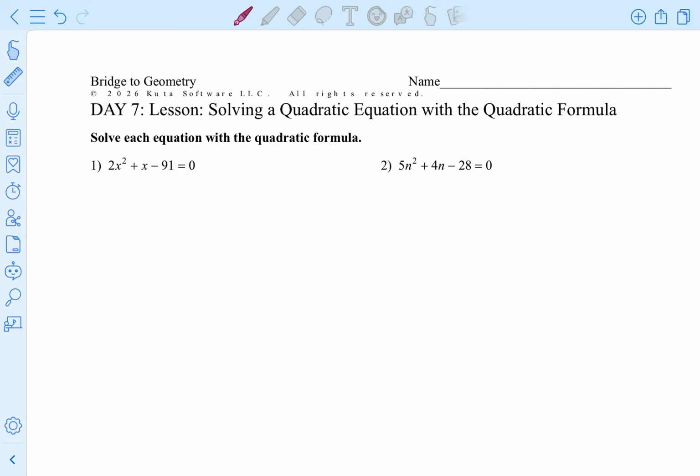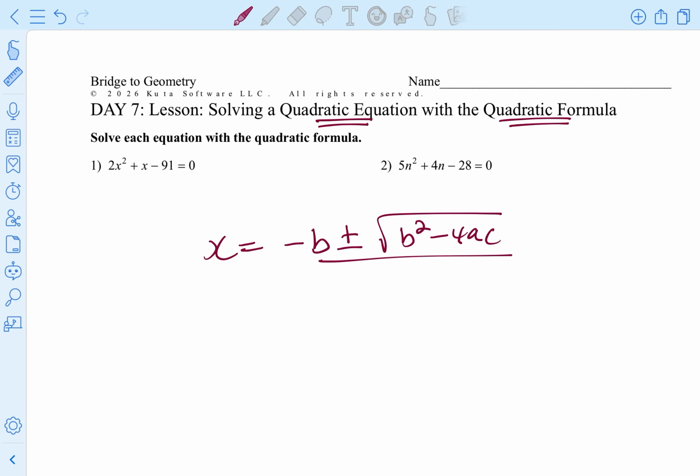Hey guys, O'Shane here again, and today we're going to be looking at solving a quadratic equation by using the quadratic formula. Remember, the quadratic formula is x is equal to negative b plus or minus the square root of b squared minus 4ac all over 2a, coming from the standard form of a quadratic, ax squared plus bx plus c is equal to 0.